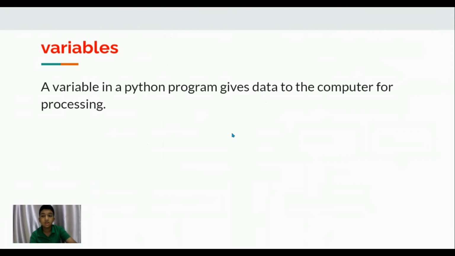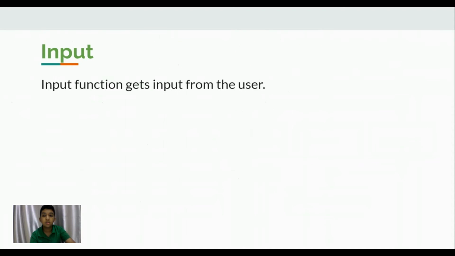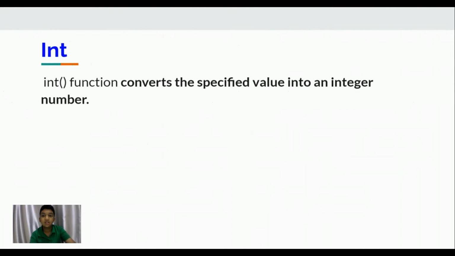Variables. A variable in a Python program gives data to the computer for processing. Let's move on to the next slide. Input. The input function gets input from the user. Let's move on to the next slide. Int. The int function converts the specific value into an integer number.